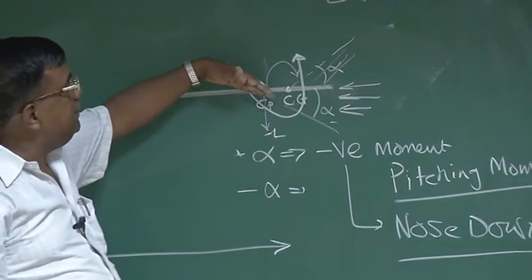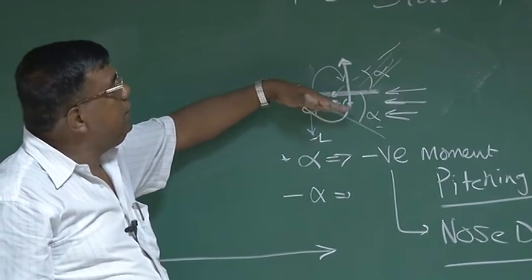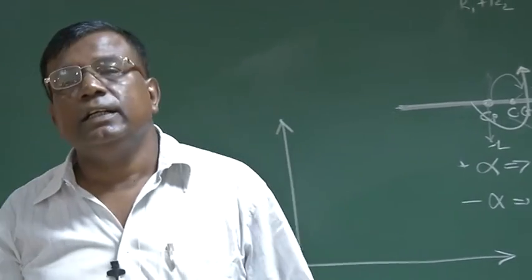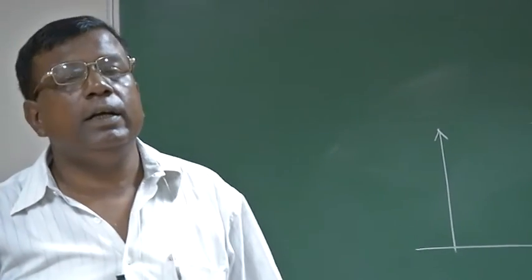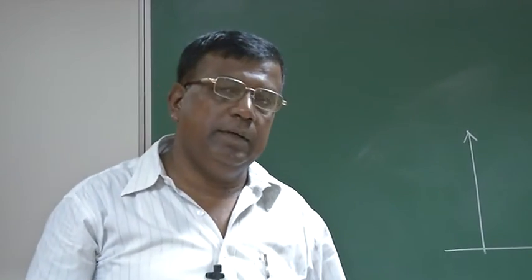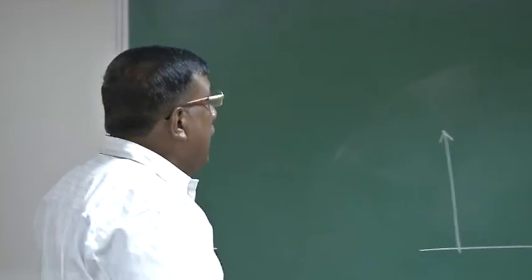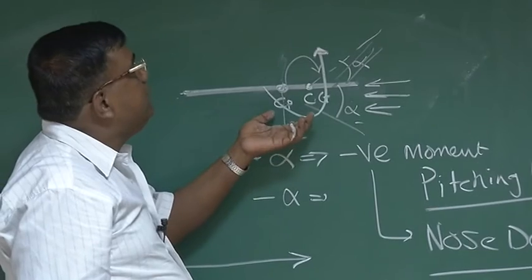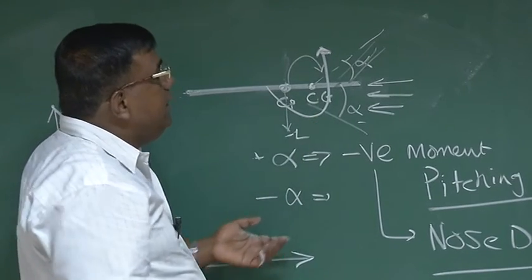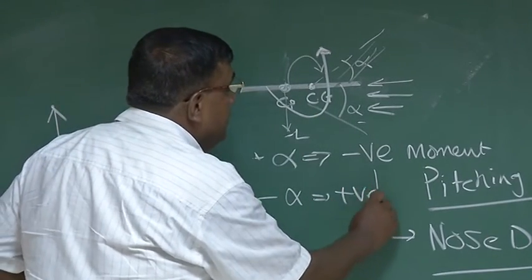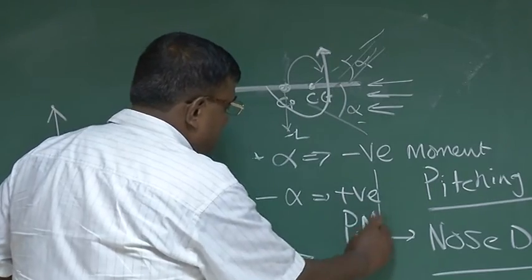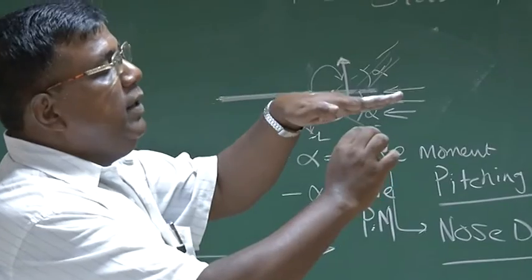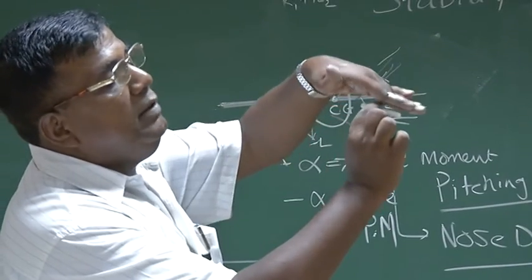So again you see it has the initial tendency to ensure that this alpha goes to 0, the disturbance goes to 0. So again we have come down to a static stability case. For a negative alpha, it tells you that it should generate positive pitching moment. Suppose I am going like this, positive alpha, negative pitching moment. So this disturbance is becoming 0.